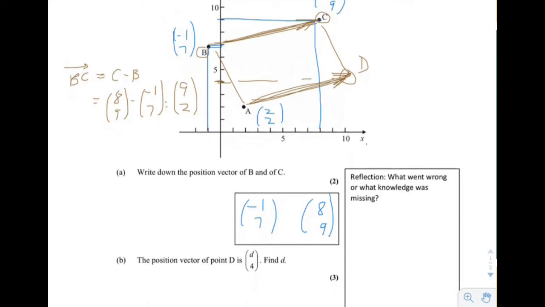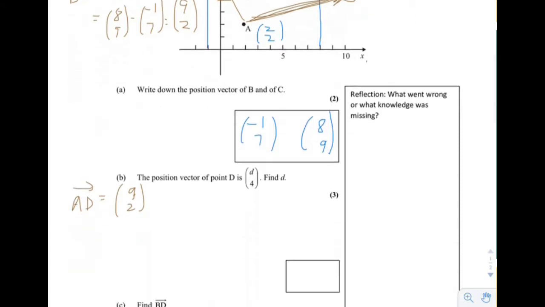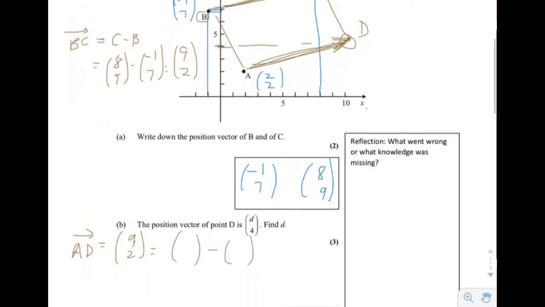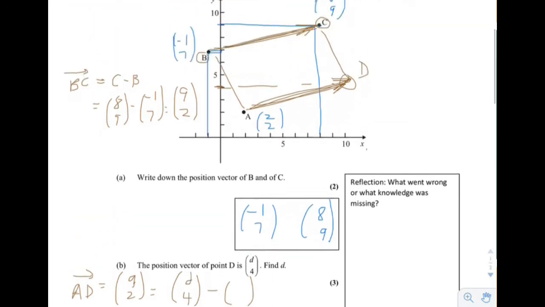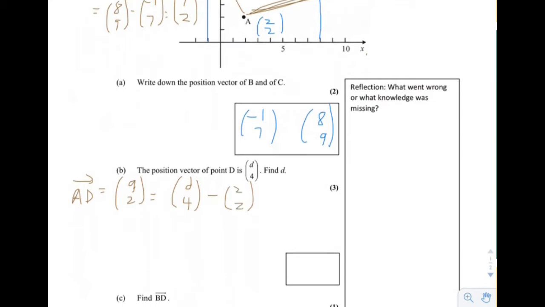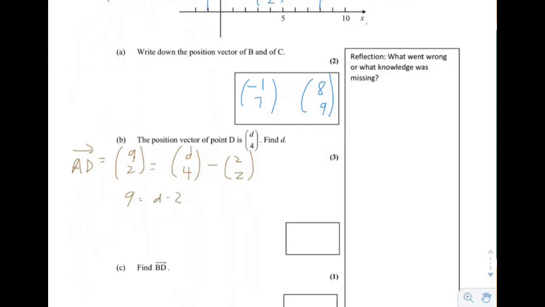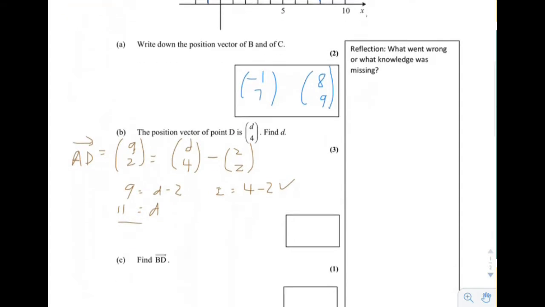Now, if we can make vector AD also equal to (9, 2), then that would be a parallelogram because the opposite two sides would have the same direction and the same length. Vector AD is the same thing as position vector D minus position vector A. Position vector D we know is (D, 4), and position vector A is (2, 2). So we know that 9 is equal to D minus 2, and 2 is equal to 4 minus 2. So that checks out, right? So how do we make 9 equal D minus 2? Well, let's add 2 to both sides. We get D equals 11. So we can put 11 there. And so the position vector for D is (11, 4). Okay, we might use that later.